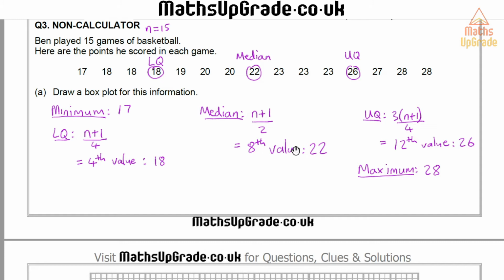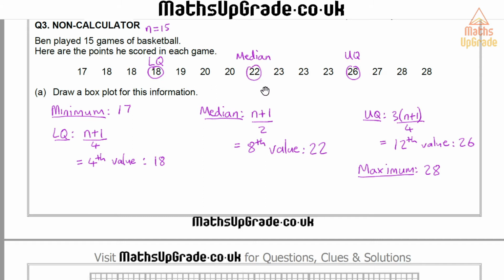So I need to find the 8th value. The 8th value is 1, 2, 3, 4, 5, 6, 7, 8. So there's the 8th value. I can check from this side. 1, 2, 3, 4, 5, 6, 7, 8. So 22 is definitely the middle score. So that's the median.